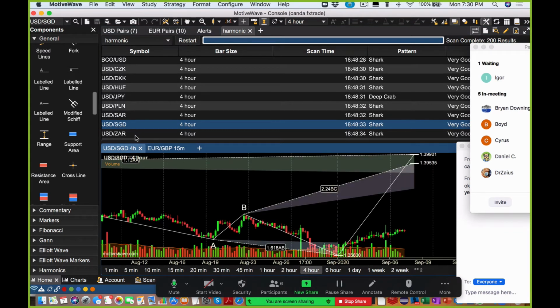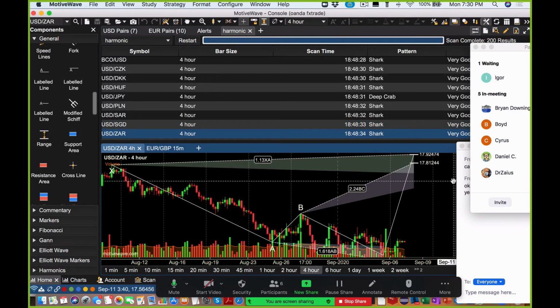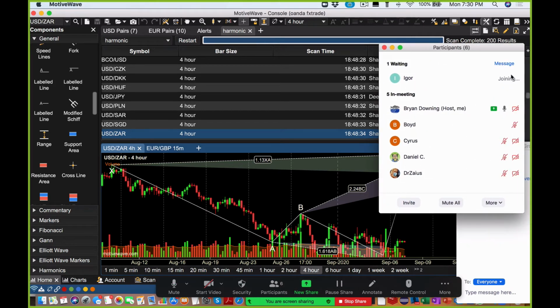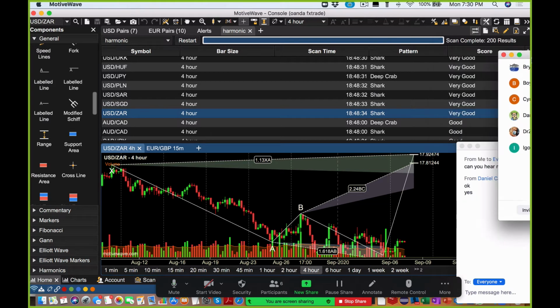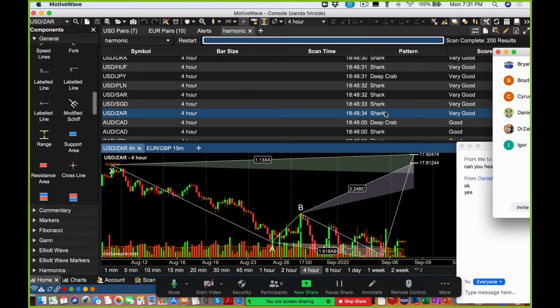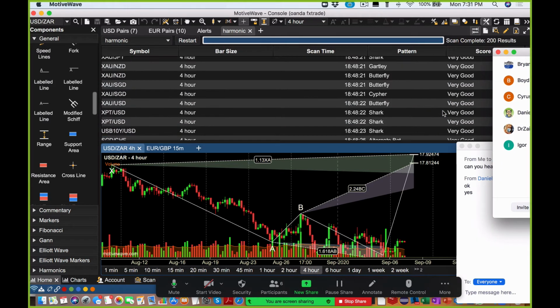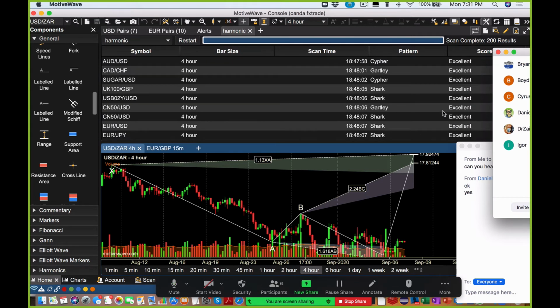USD in Singapore, a long, and another long for the South African rand. So there you go. Those are all the available. Very good. Those are the only two top scores I look at are excellent and very good.